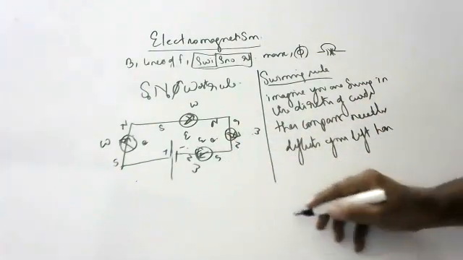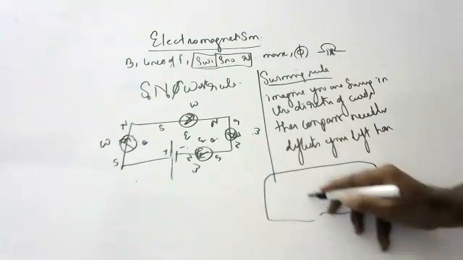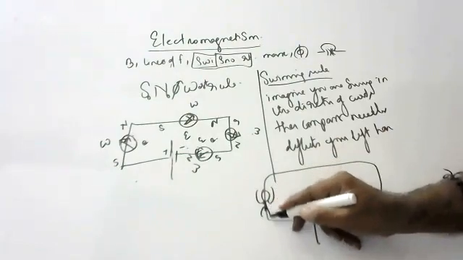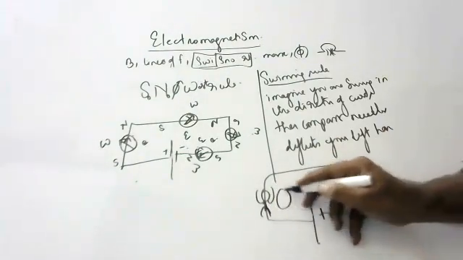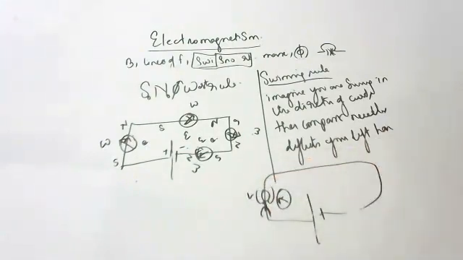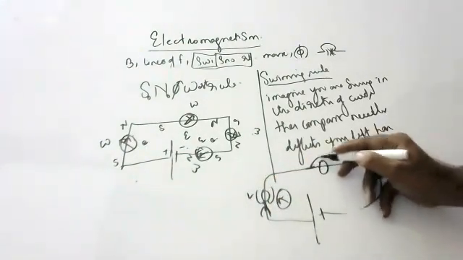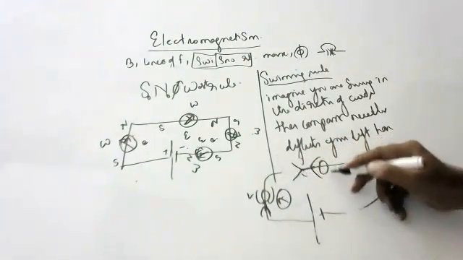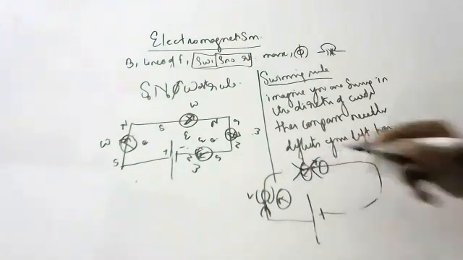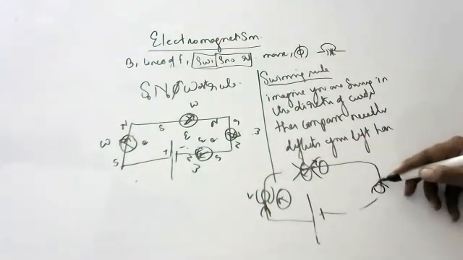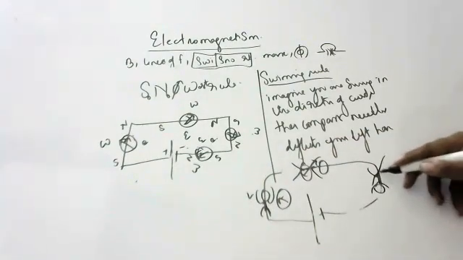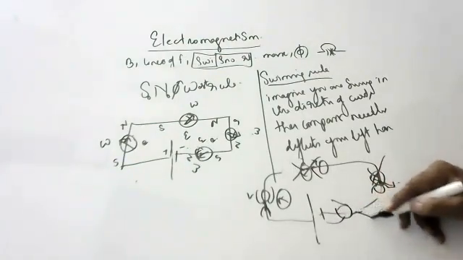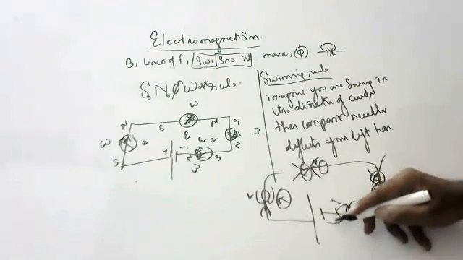Imagine you are swimming, children. This is your hands, this is your legs. Then the compass needle kept above or below will deflect towards your left hand. Imagine you are swimming in the direction of current, and the compass needle deflects towards your left hand.